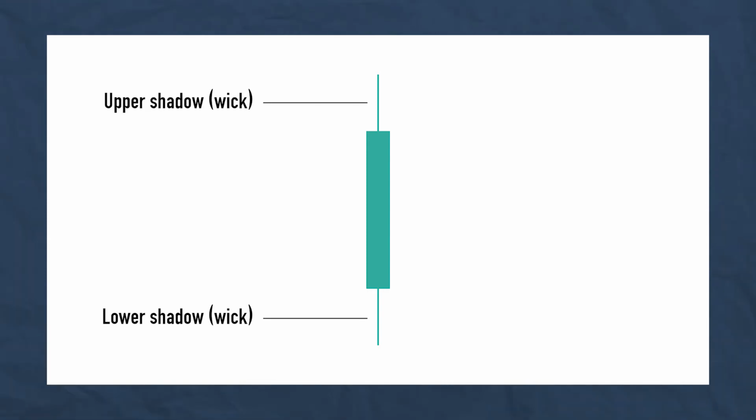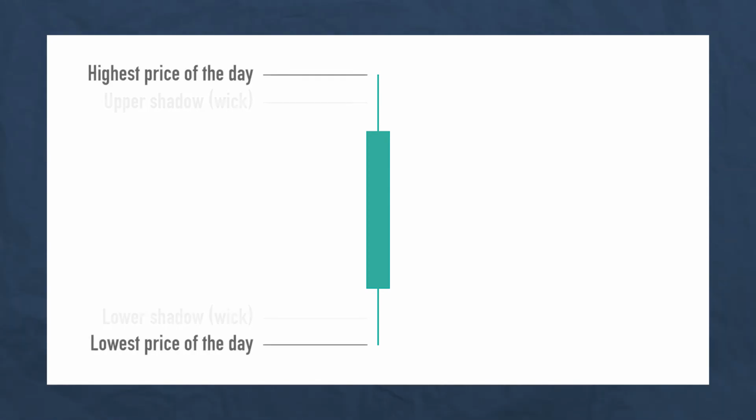Now, what about the thin lines called shadows above and below the real body, the rectangular part of your candlesticks? You know how the price of a stock or a currency moves up and down during the day or your set time interval? That's what the shadows are for. Whenever you're looking at a candlestick, you will be able to tell the maximum level and the minimum level the price has been during that time period just by looking at the shadows.